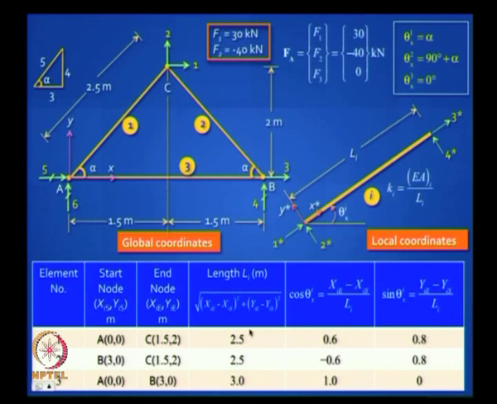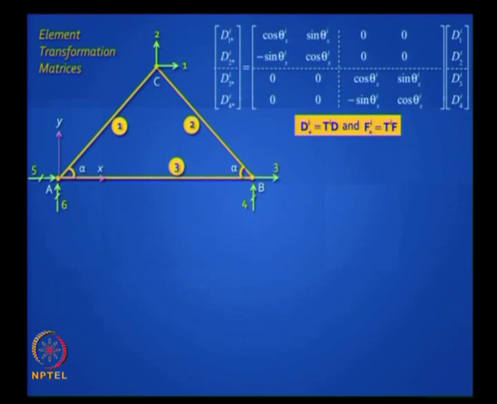Your length can be computed using this equation. I am doing it in a generalized way, you can do it for any truss, and you can work out the cos and sine from the direction cosine. Is this clear? So let us say I give you a bigger truss with 20 members. Let the computer generate all this, you just give it the table and it will do it in a minute. So you have got this, and using this you can generate your TD matrix.